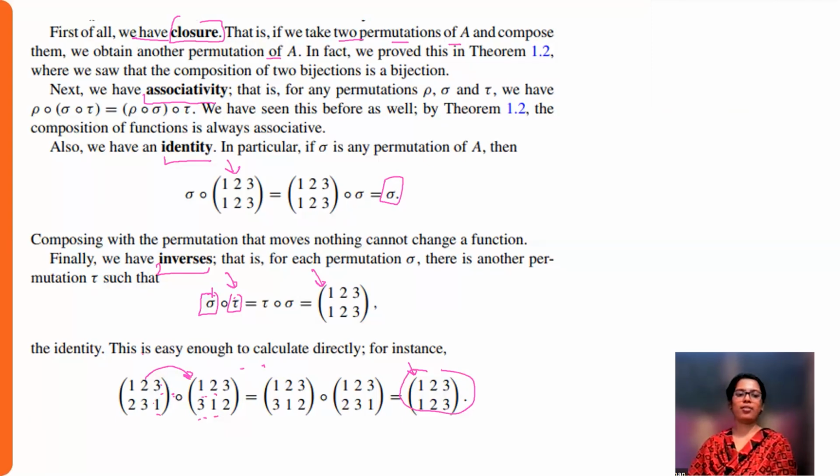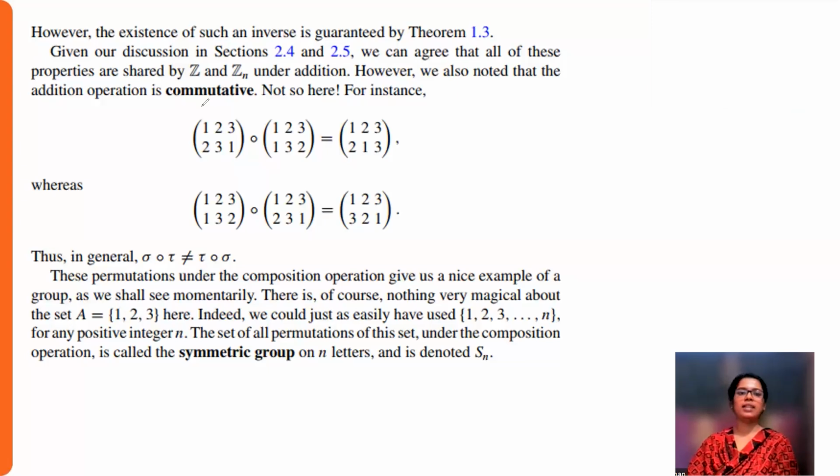So from here, we can say that the existence of inverses is guaranteed for the permutation groups. Now, if we want to check commutativity also, if we take the composition of these two elements, we get this element. And if we reverse the order and take the composition, we get the other element. So from here, we can say that the composition of two permutations is not commutative, but it will form a group. That means it is a group, but it is not an abelian group.